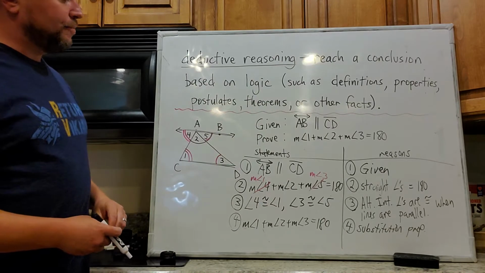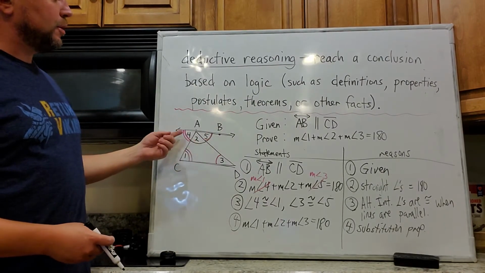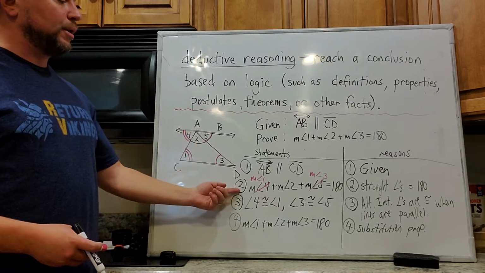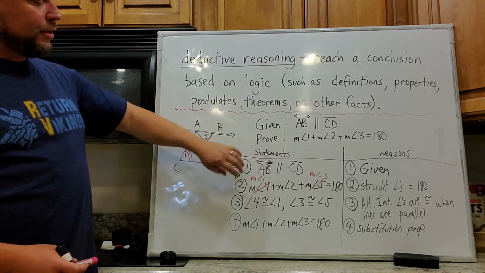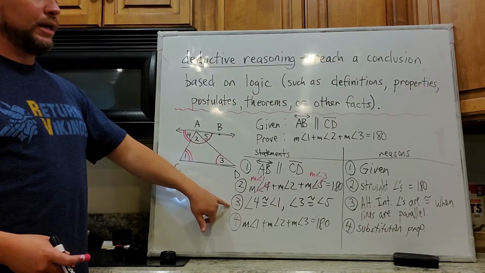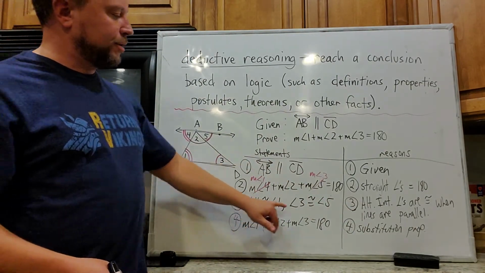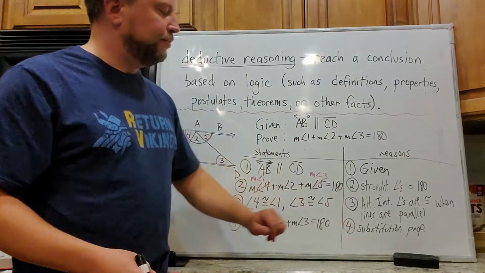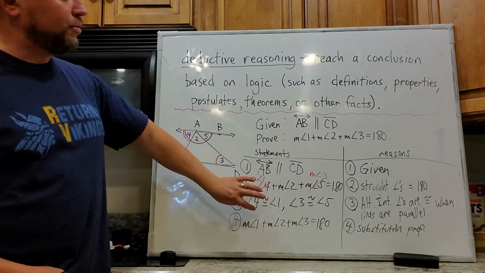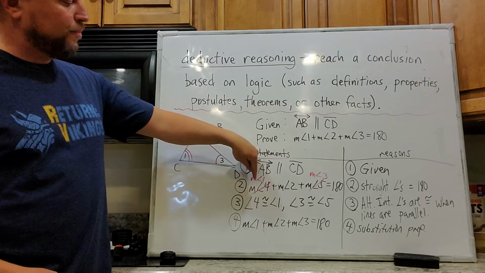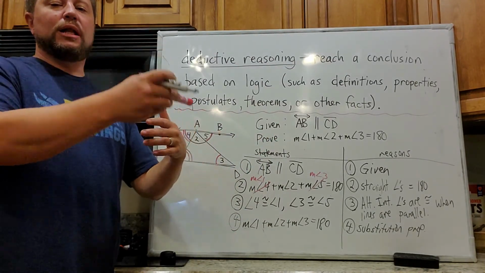For statement number 2, I just looked at the picture and I saw the straight angle. I knew they added up to 180. But then I used the idea of the parallel lines to help me state that I had congruent angles. So I used that parallel part up here to come up with step 3. And then, the fact that those were congruent, I used to plug into step 2 to create step 4. So you see how everything's kind of relying on each other.